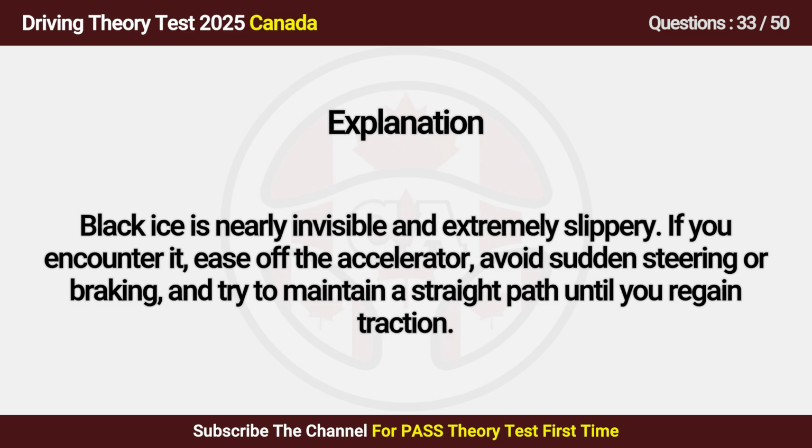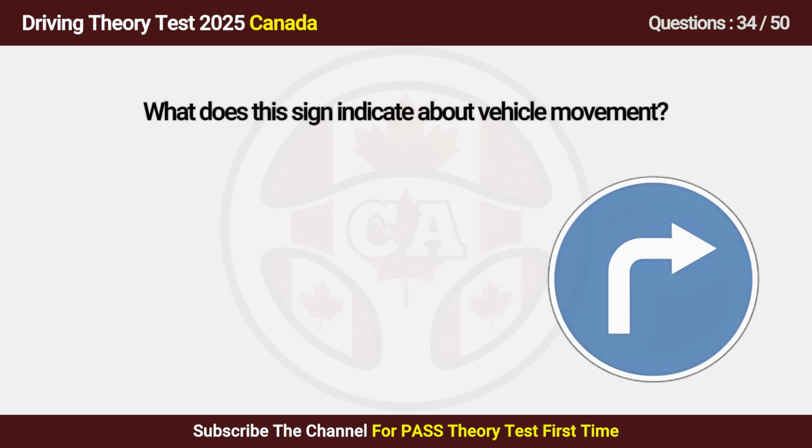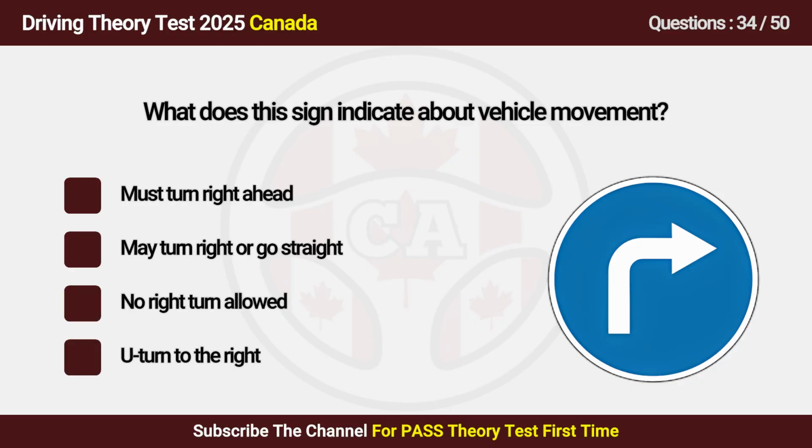Question 34. What does this sign indicate about vehicle movement? A. Must turn right ahead. B. May turn right or go straight. C. No right turn allowed. D. U-turn to the right.